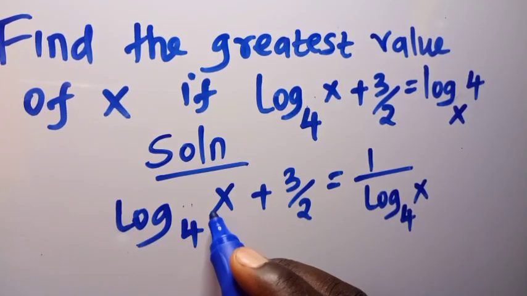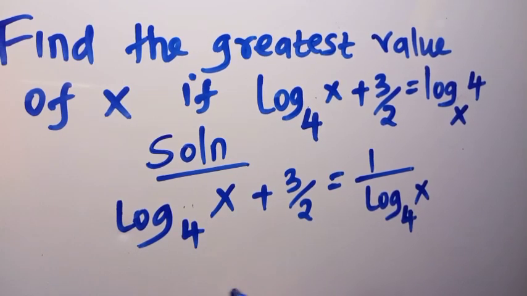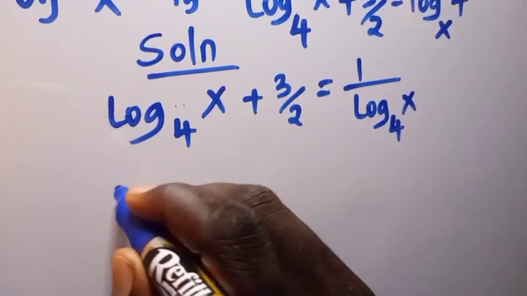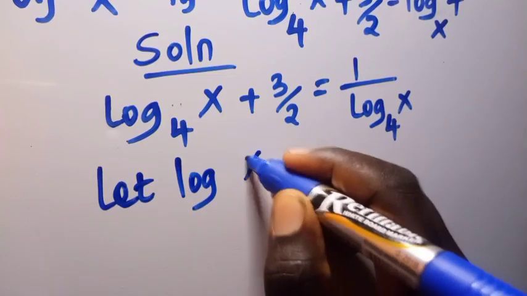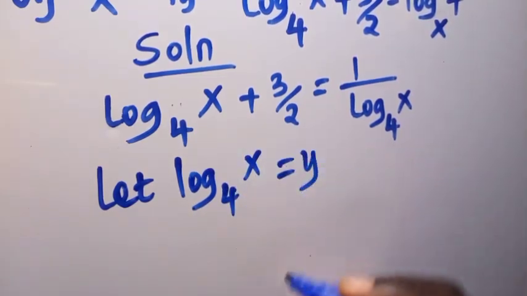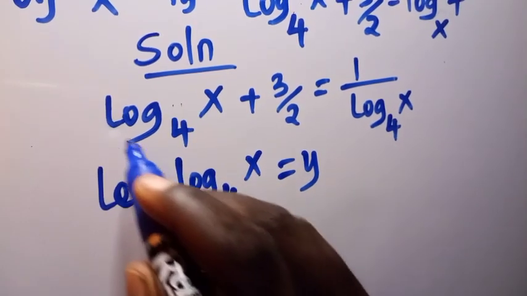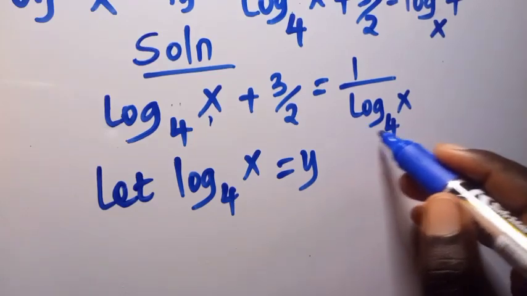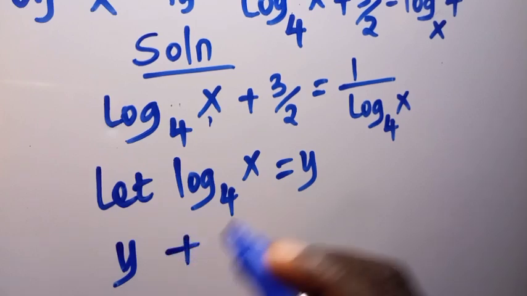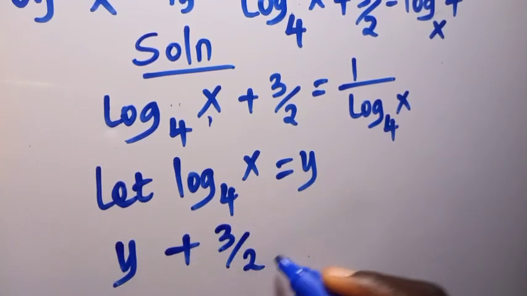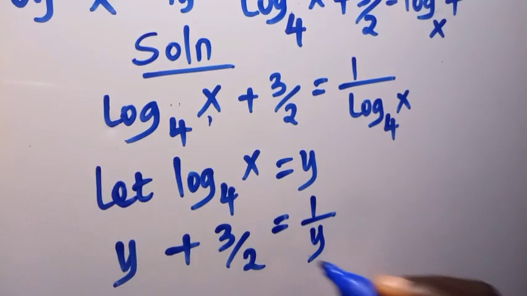Therefore, since this one and this one are the same, we can let the logarithm of x base 4 be y. Since the logarithm of x base 4 is y, we substitute with y here and also here, so that we have y plus 3 over 2 equals 1 over y.